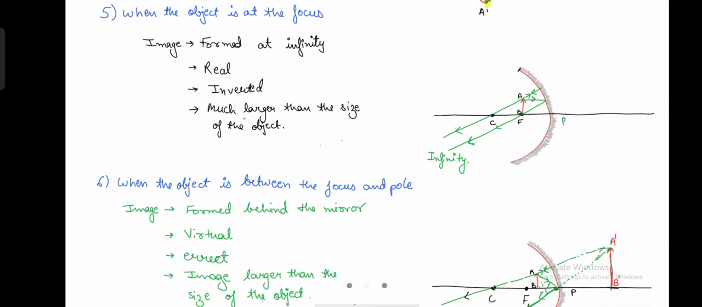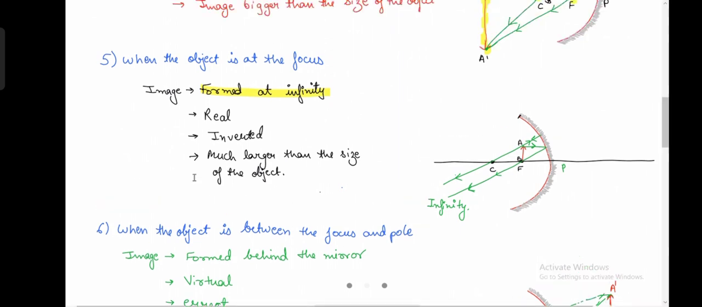What are the properties in this case? The first property is that the image is formed at infinity. Is it real? Yes, it is real. It is on the same side as that of the object. Then it is inverted. Yes, it is inverted. And much larger in size than the object. The object is very small in this case, while the image which will be formed will be very, very large.